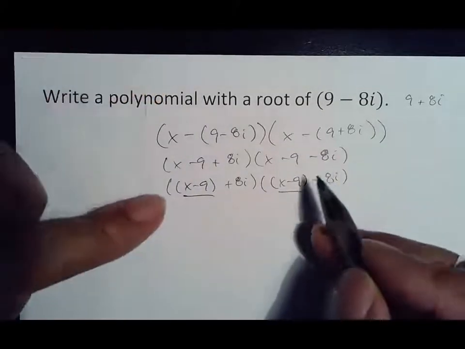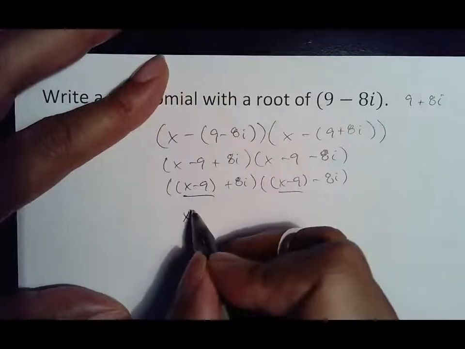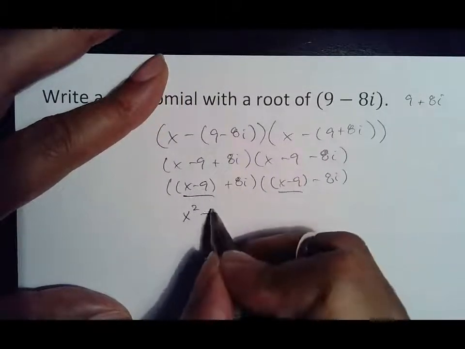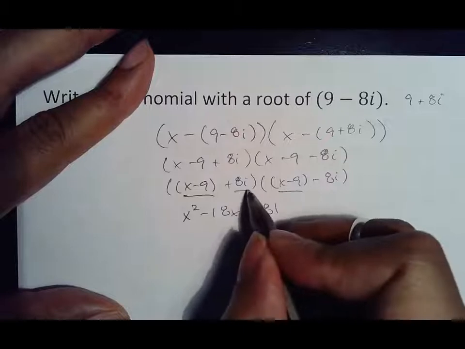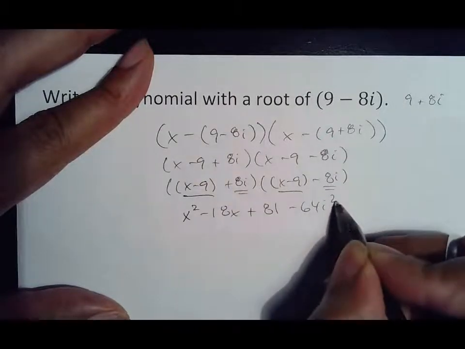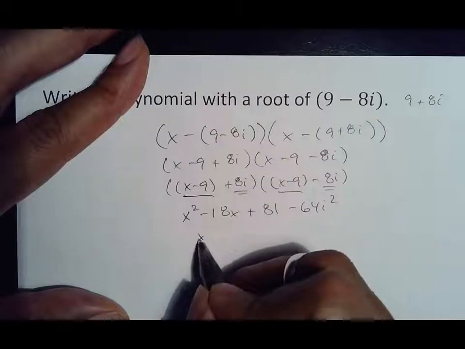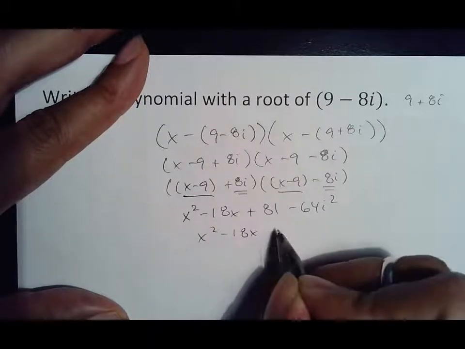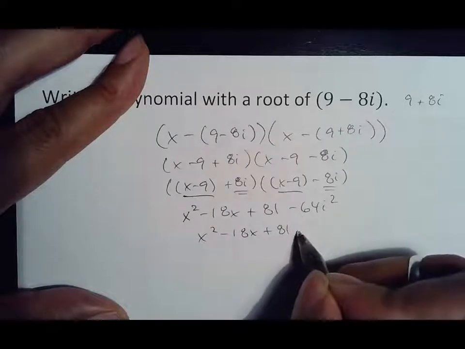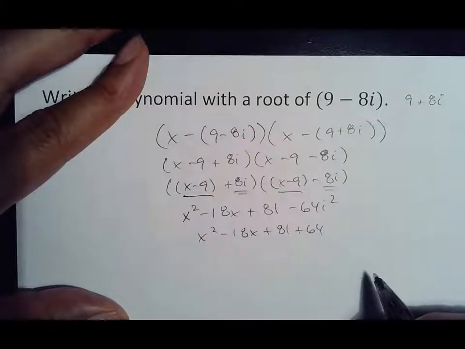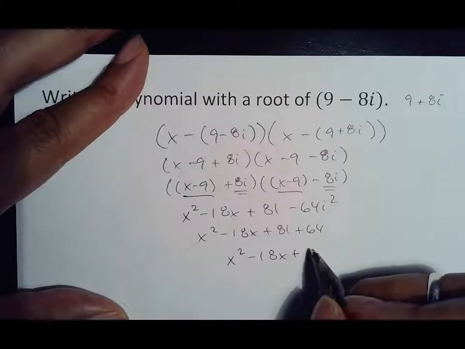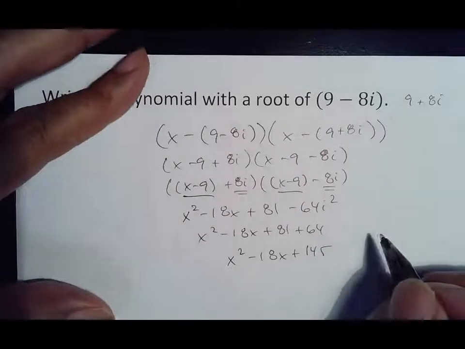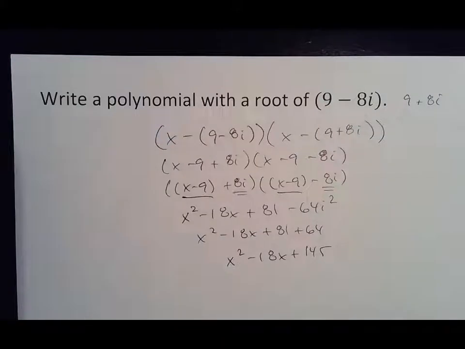The shortcut we learned is take front times front. Again, the way I showed it to you, x times x is x squared. Add these two numbers, which is minus 18x. Multiply these two numbers, which makes plus 81. And then multiply the back parts, which is minus 64i squared. Minus 64i squared is the same thing as plus 64, because remember that i squared is a negative 1, so it simply switches it. And our last step is x squared minus 18x plus 145, I believe.